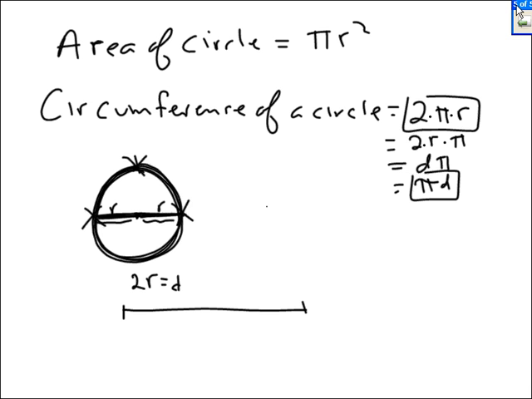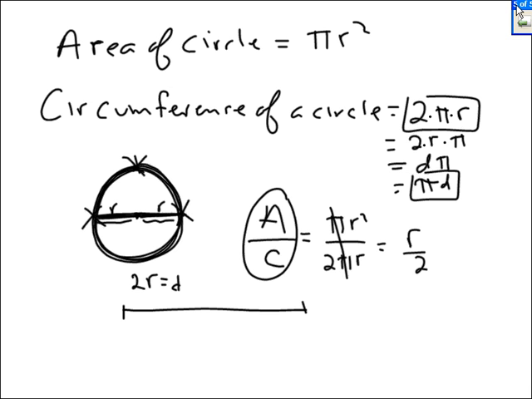Now, if you take the area, which is pi r squared, and you divide it by the circumference, which is 2 pi r, the pi's cancel. Well, this is not what I wanted. You get r over 2. This is interesting.